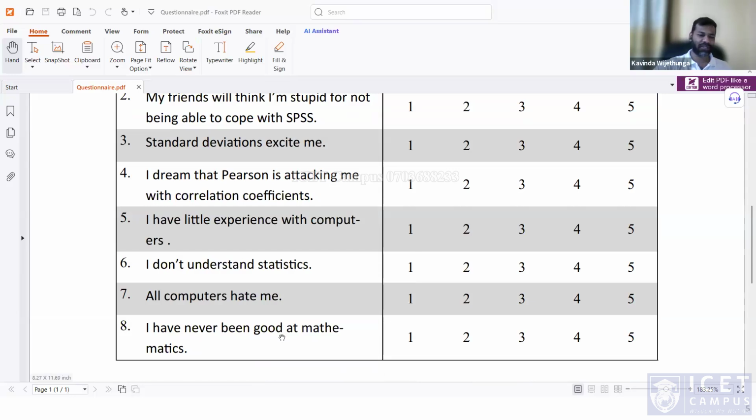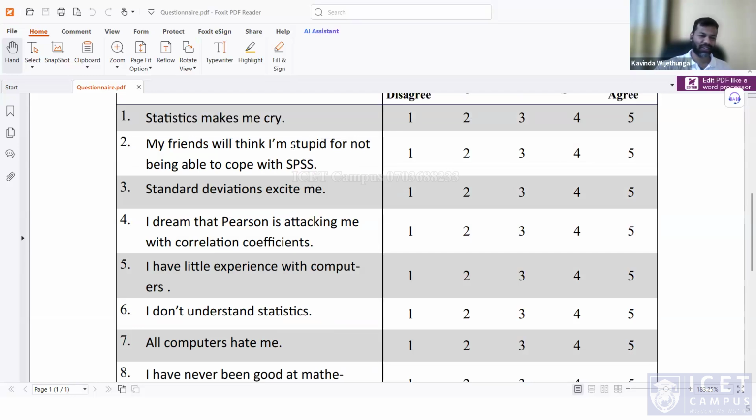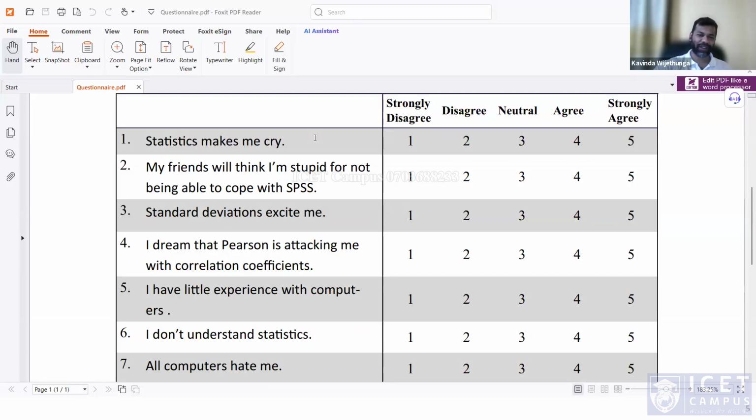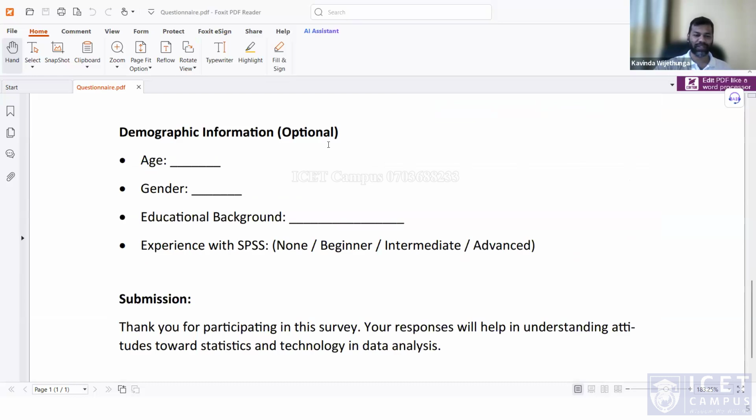Right? So these are the questions given there, and there is some other demographic information also. Then it's mentioned that it is optional. So if you like, you can answer these questions. Otherwise, you can omit them. Right? So this is a simple questionnaire here, right? So there are some data, right?